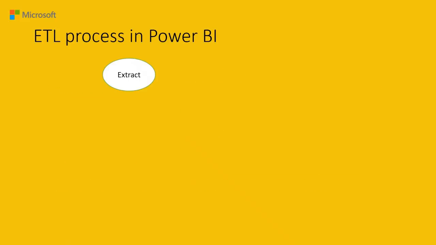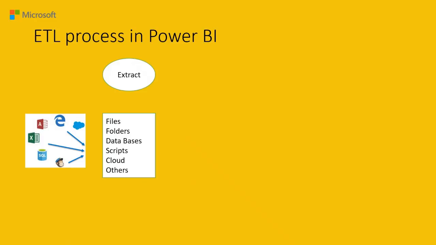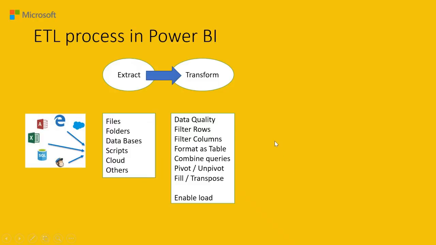Power BI goes through the 3 steps of the ETL process: extract data from files, folders, databases, scripts, cloud, or many other sources. Then, using the query editor, we are able to transform imported data, doing data quality tasks, filtering by rows and columns, formatting original data as tables, combining queries, and doing several different transformations, like, for example, pivot and unpivot, field transpose, and so on.